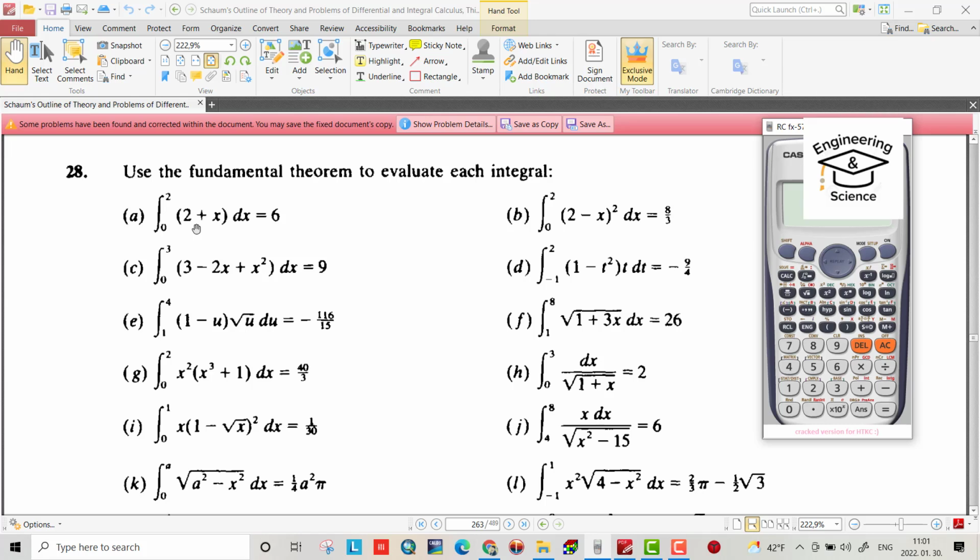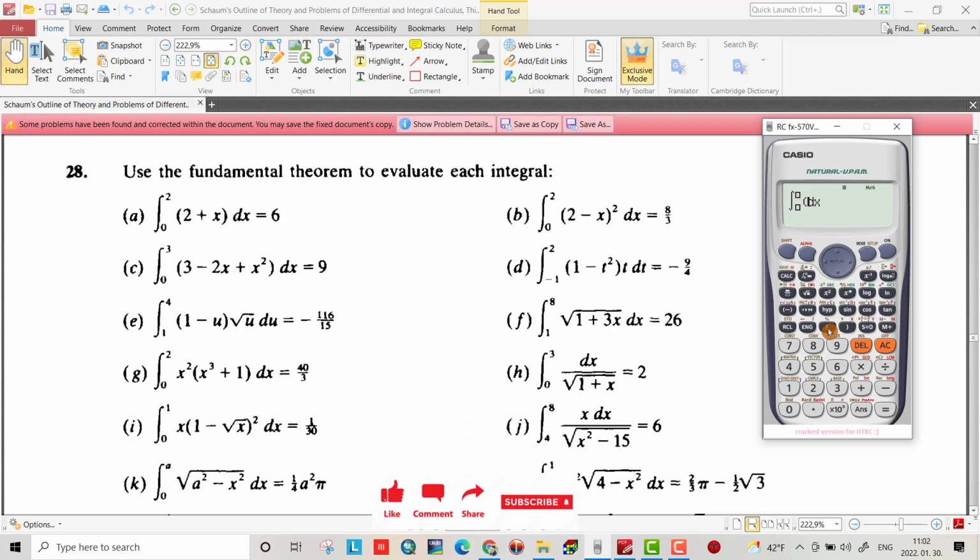Let us solve this problem with this integral, which is answer 6. Put the integral symbol, then bracket 2 plus x. To put x, you have to press the red symbol, so you have to put Alpha before, then x, and close the bracket. Put the boundary from 0 to 2. Evaluate it, equal to 6.